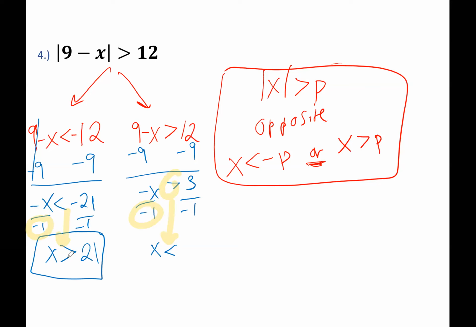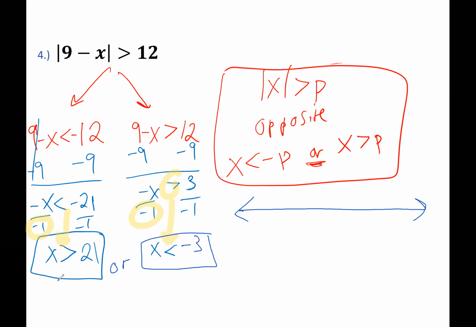Okay, good. Okay, so let's finish this. 3 divided by negative 1, that's negative 3. Here's the second part of our answer. Okay, so x is greater than 21, or x is less than -3. Let's sketch this on a number line.